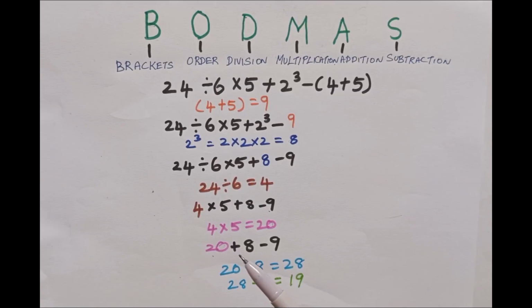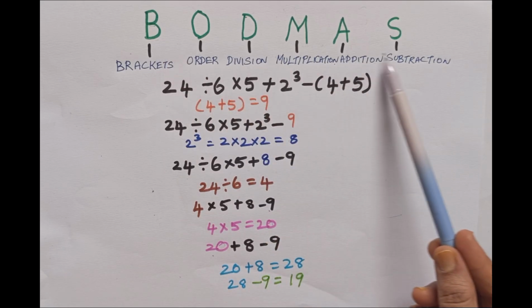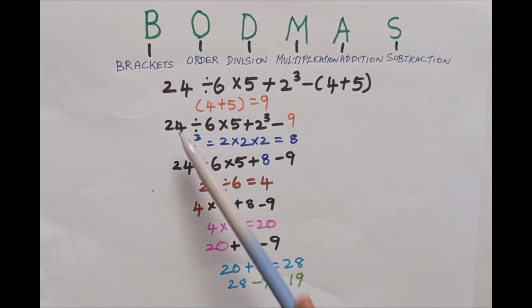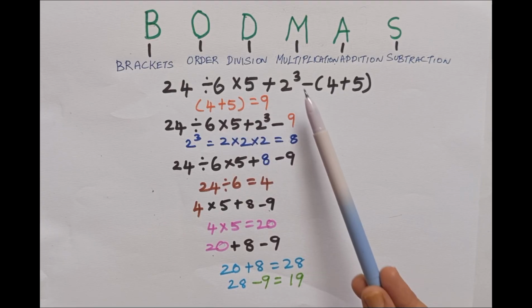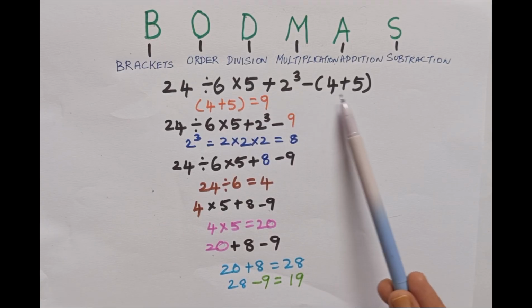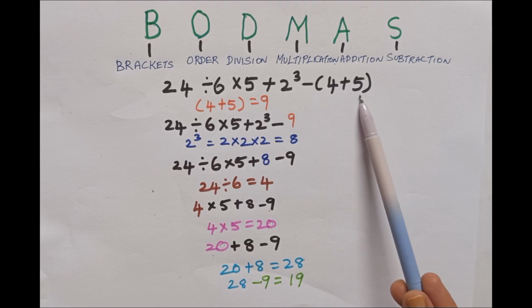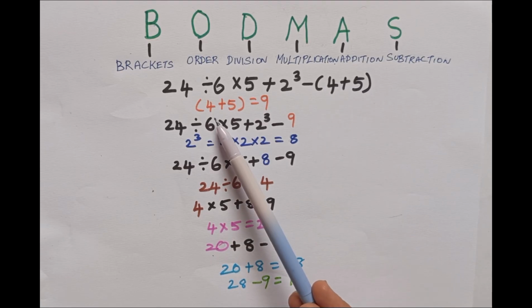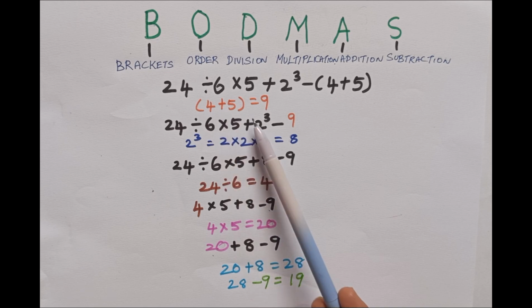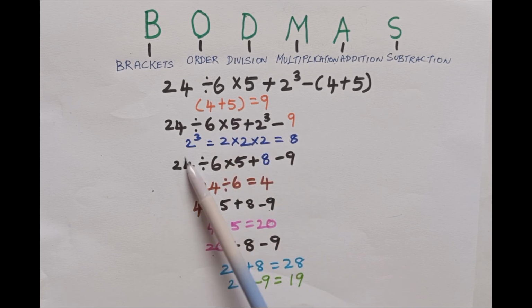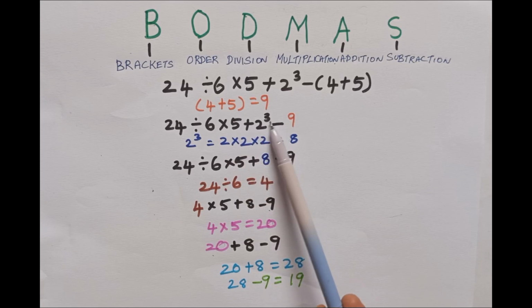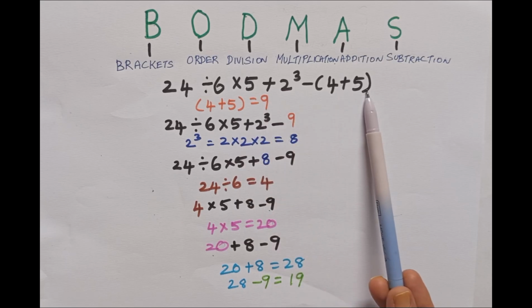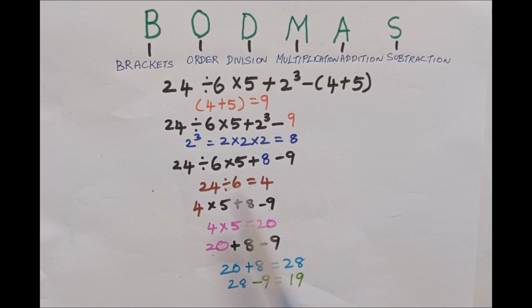Now, let's try one expression using the BODMAS rule. 24 divided by 6 into 5 plus 2 cubed minus (4 plus 5). First, the bracket: 4 plus 5 is equal to 9. So, 24 divided by 6 into 5 plus 2 cubed minus 9. The answer we get from the bracket is 9.